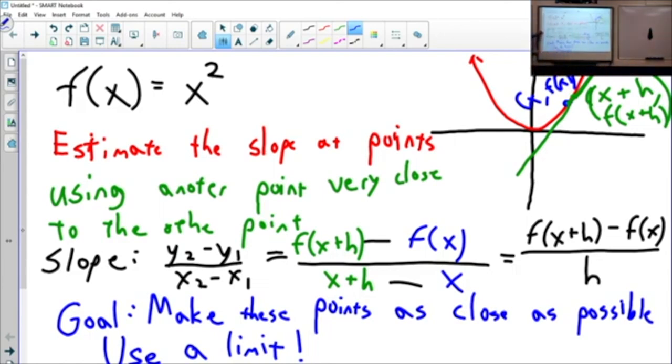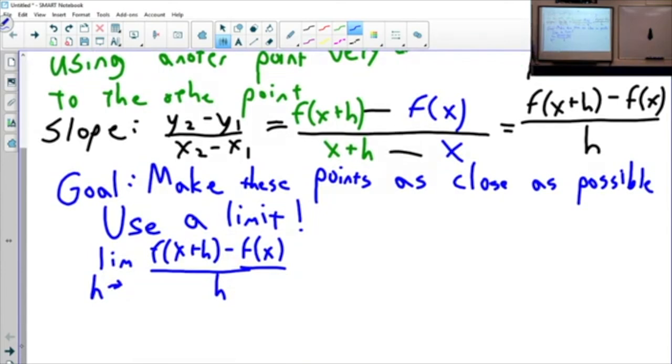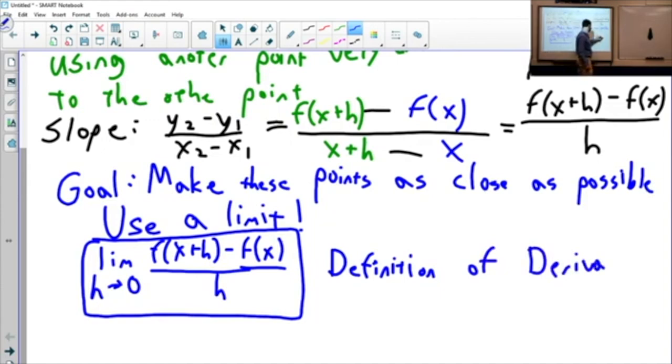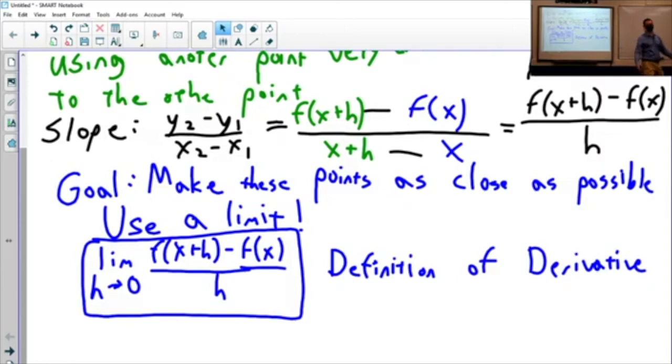But since we can't actually do that, we're using a hypothetical limit to get it to approach that distance being 0. And this thing is the definition of a derivative. Which is the central thing that we're going to talk about throughout this semester.